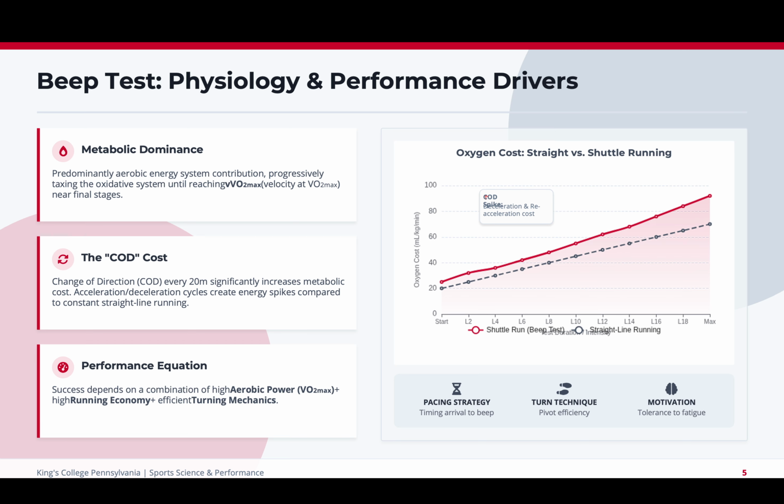Physiology and performance drivers. The metabolic dominance: it's predominantly aerobic, and it progressively taxes the oxidative system until reaching the velocity at VO2 max near the final stages. The change of direction cost: every 20 meters significantly increases the metabolic cost. Acceleration, deceleration, and turning cycles create energy spikes compared to constant straight-line running. The performance equation: success depends on a combination of high aerobic power plus high running economy plus efficient turning mechanics.